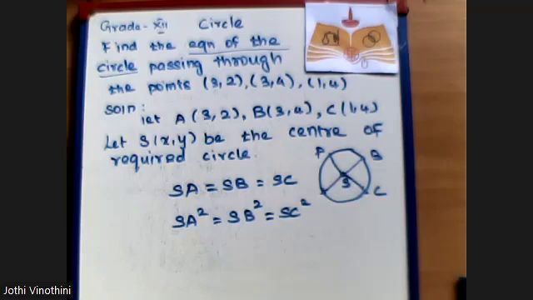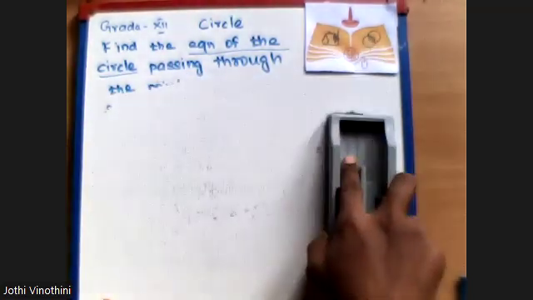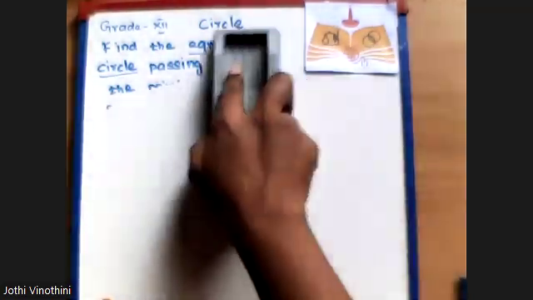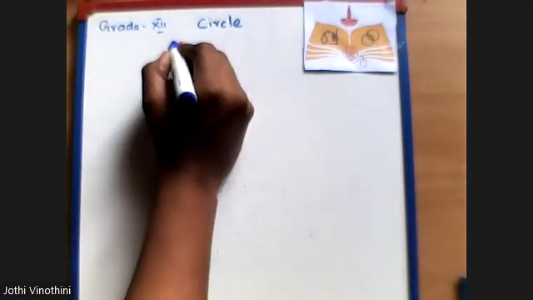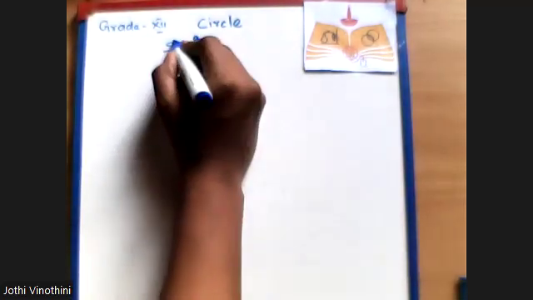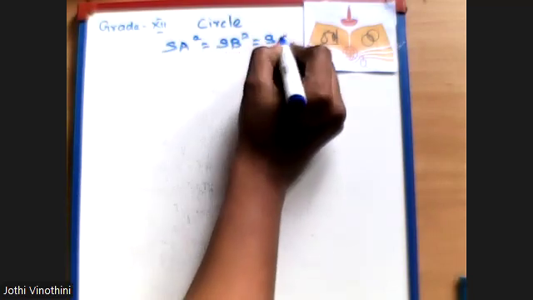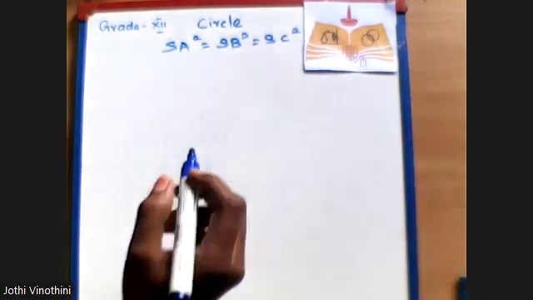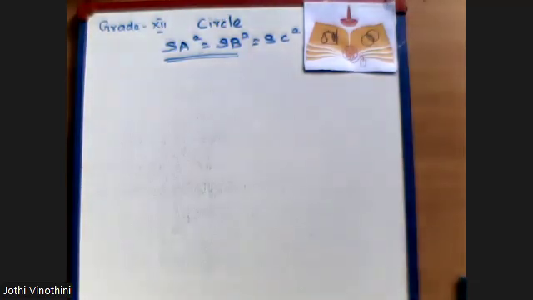Okay, I hope you all copied this. Now I'm going to rub this and we start solving this sum. You know that SA squared equals SB squared equals SC squared. For solving, I'm going to take this part alone. So, what is SA squared? We already learned it.